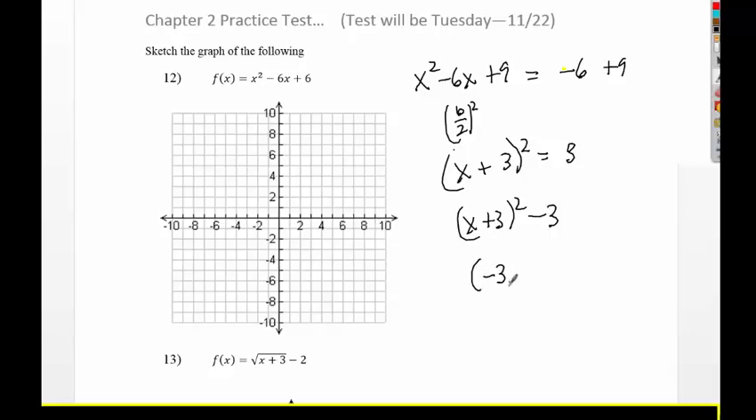We know our vertex then occurs at negative 3, negative 3. So my vertex occurs at negative 3, negative 3 right there. We know that it's going to go up. We know that our y-intercept is at 6. All right, so if I go over 3, I get to 6. So if I go over 1, 2, 3, I get to 6. So at 6 it'd be at 6 as well. And so my parabola is going to look something like that. And we're basically done with a quick sketch of that graph.